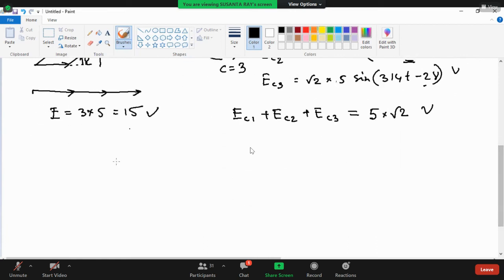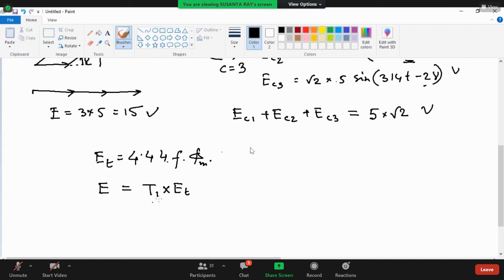Now you just think of a transformer. What is the voltage of a transformer? 4.44 f phi m into the number of turns. Now suppose for one turn, what will be the voltage? Voltage is this. And total voltage is T times ET.